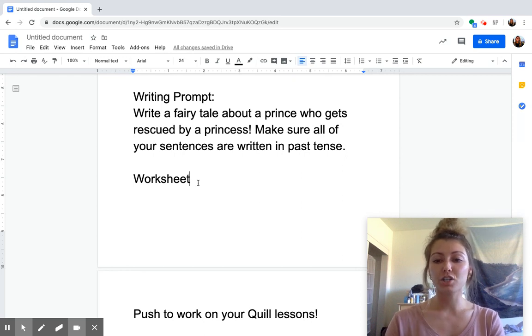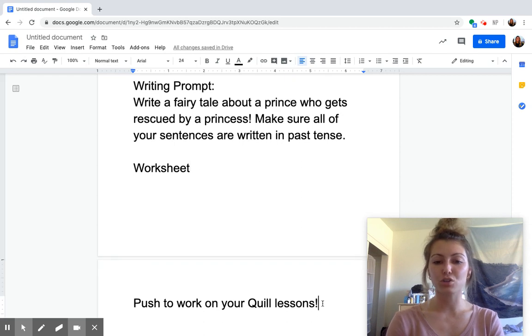Then you'll have a worksheet, and that worksheet's actually going to be focused on future tense. So we've done a lot of practice on past tense. We'll do a worksheet on future tense verbs. And then lastly, a push to work on your Quill lesson. So continuing to work on your Quill app, which is through your Clever account. If your teacher doesn't have it, totally okay. Just make sure you're working on the writing prompt and that worksheet.